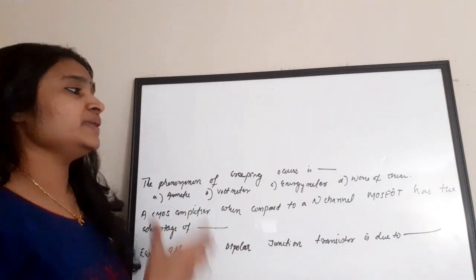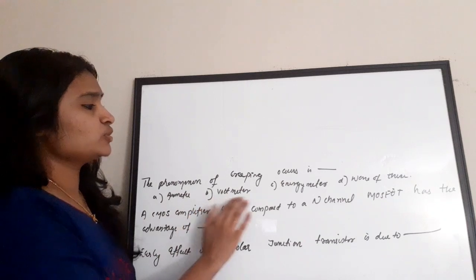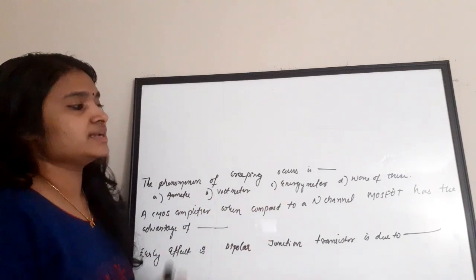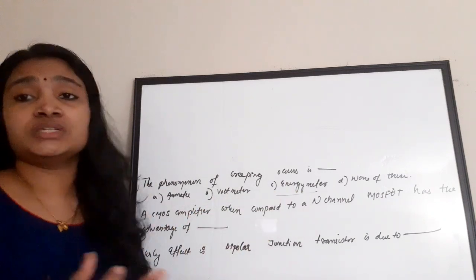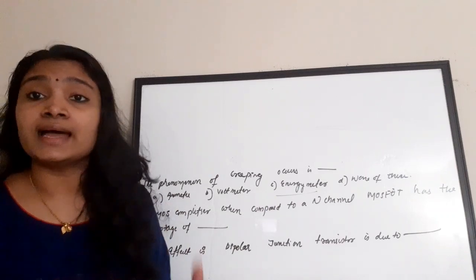The phenomenon of creeping occurs in dash. A ammeter, B voltmeter, C energy meter, D none of these. Correct answer is energy meter. And if in the options there were wattmeter, the answer is wattmeter.